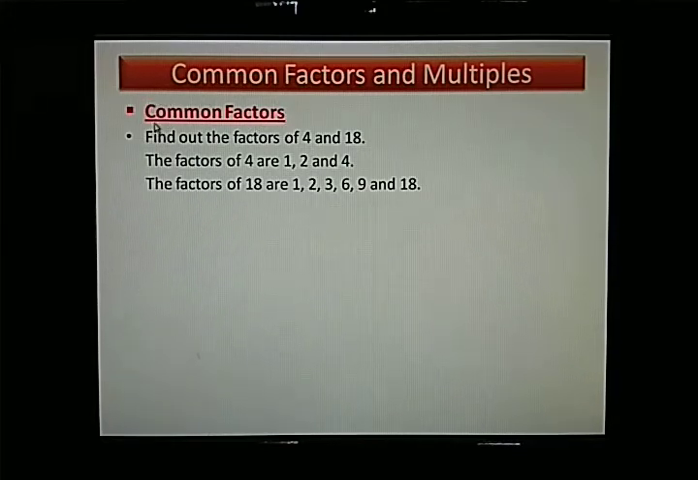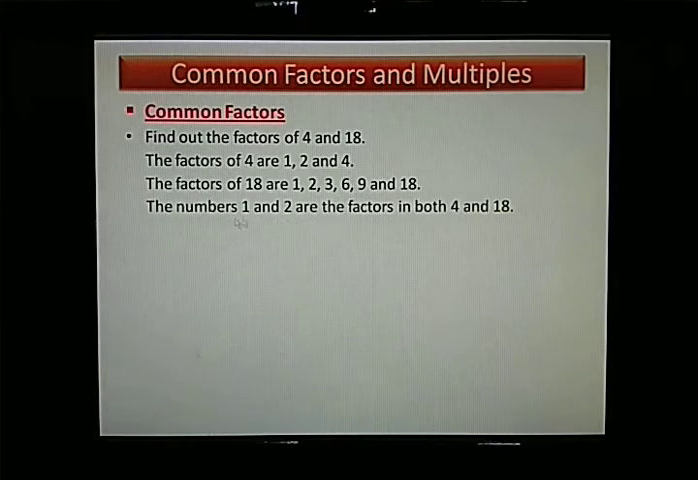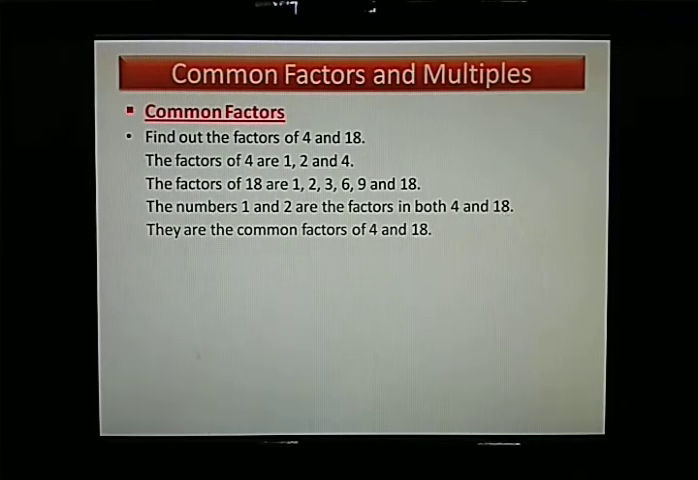Common factor. Now you can see here what are the numbers that are common among these factors of 4 and 18. You can see 1 is common, 2 is common. Anything else is common? No. Only these two numbers are common. So we can say the numbers 1 and 2 are the factors that are present in both 4 and 18. Clear? So what are these called? These are called the common factors.